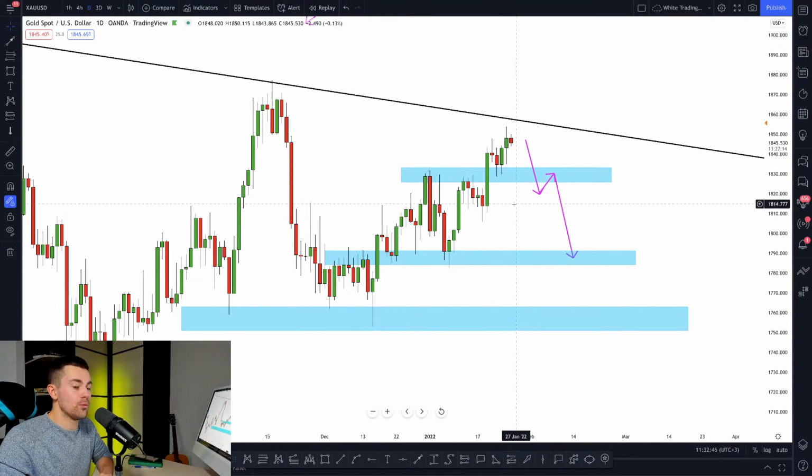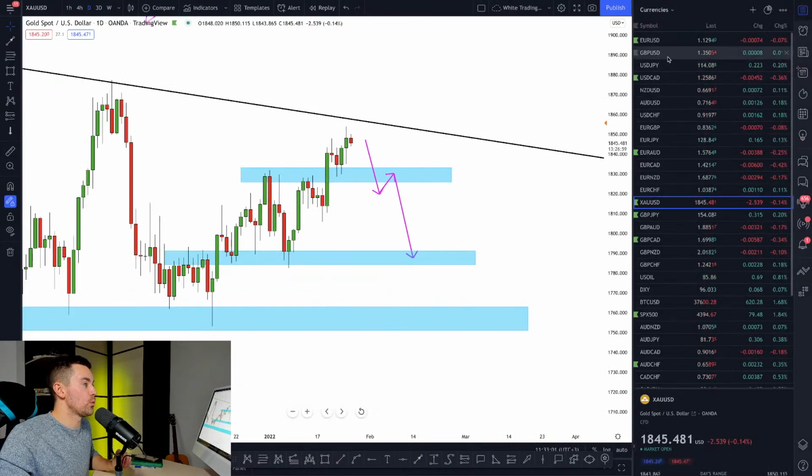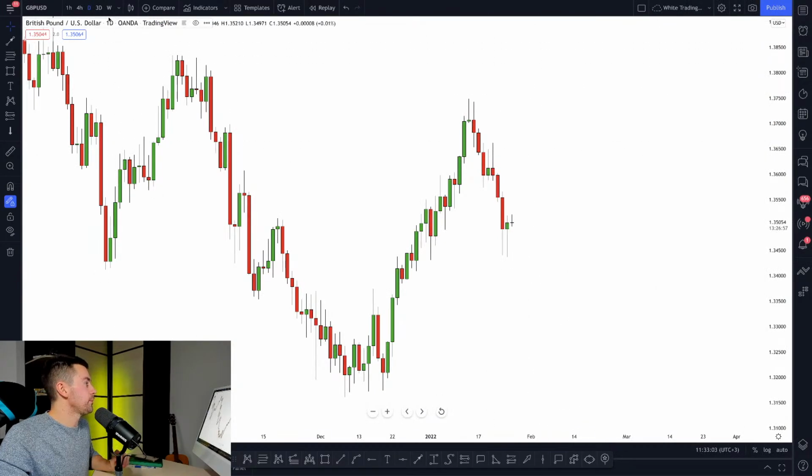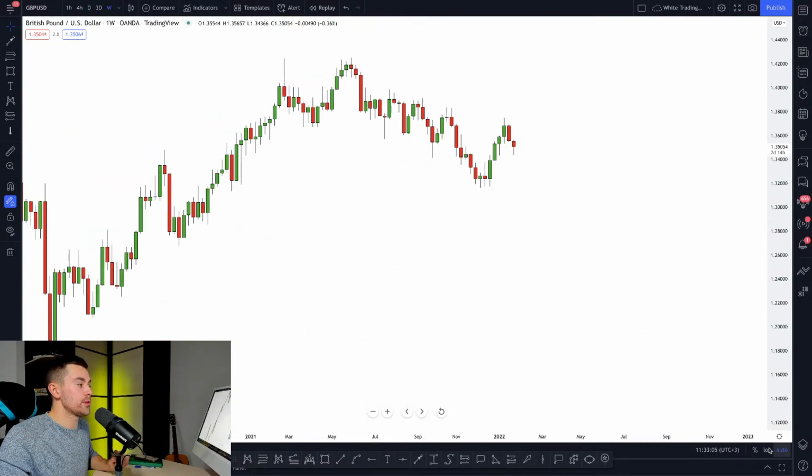Then, what else did I want to discuss with you today? Let's take a look at pound dollar. There was a question about the pound dollar pair. And by the way, traders, do you agree with me concerning the gold analysis? Let me know if everything is clear with that. Now, pound dollar. What is happening with pound dollar?